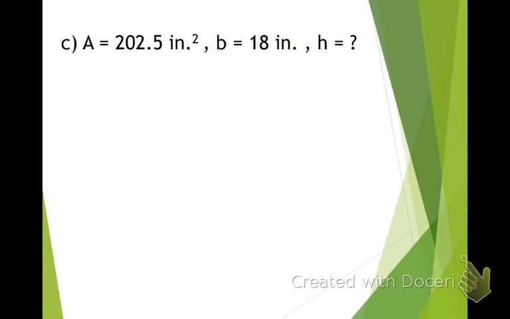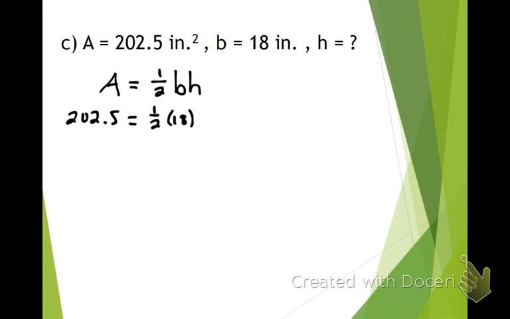So let's start off with the formula. What is it, guys? A equals 1/2 times B times H. Remember, keep your equal sign first. What goes for the area? 200 and 200. Okay, times half times what's my base?